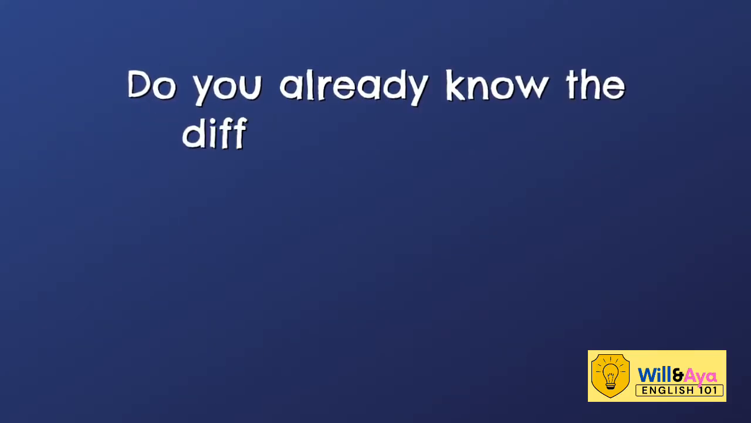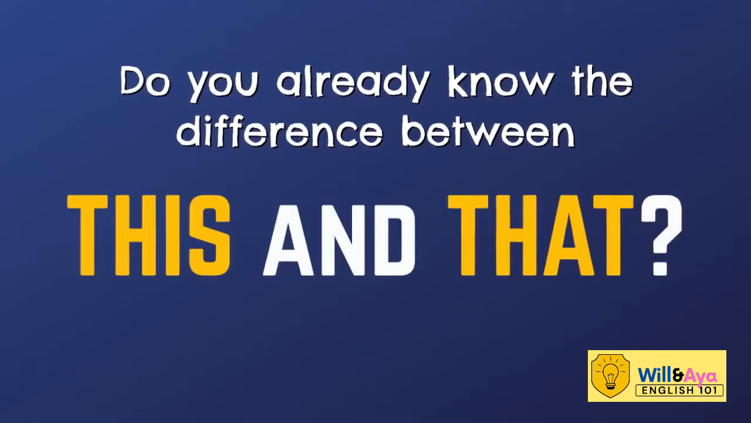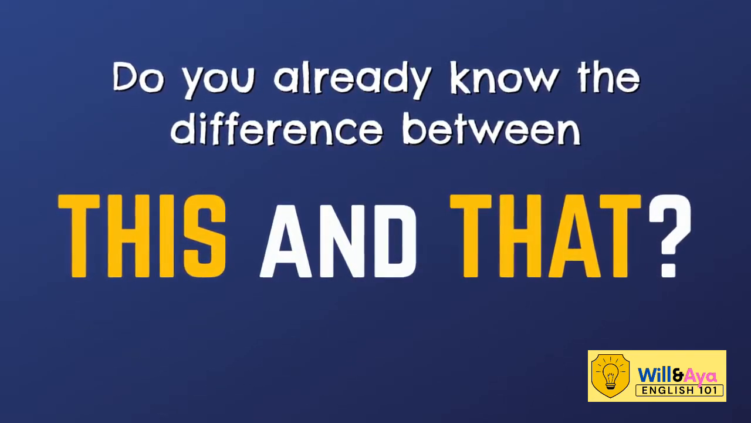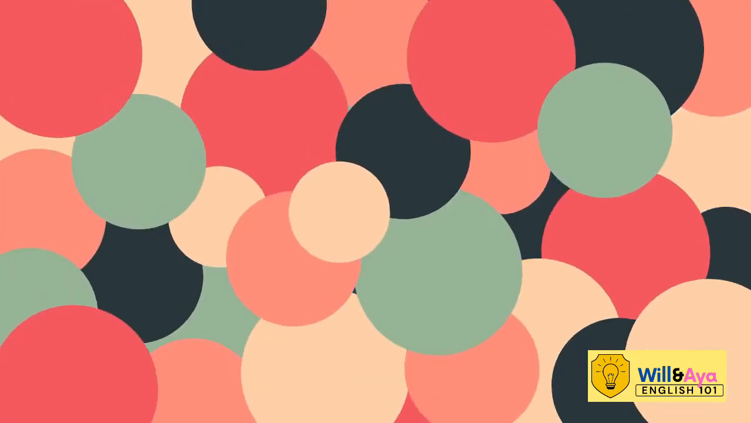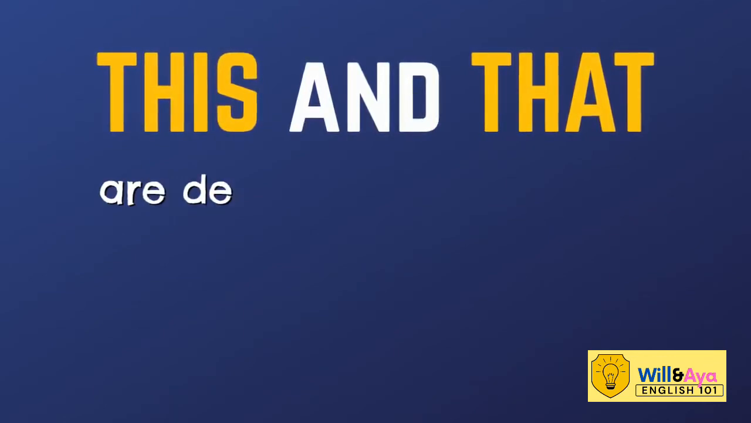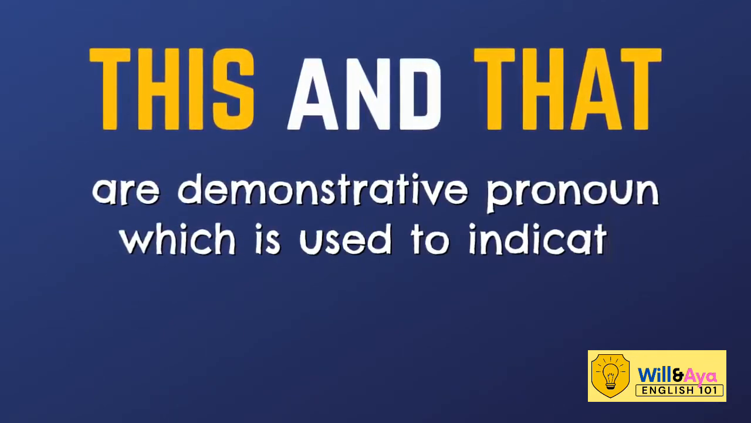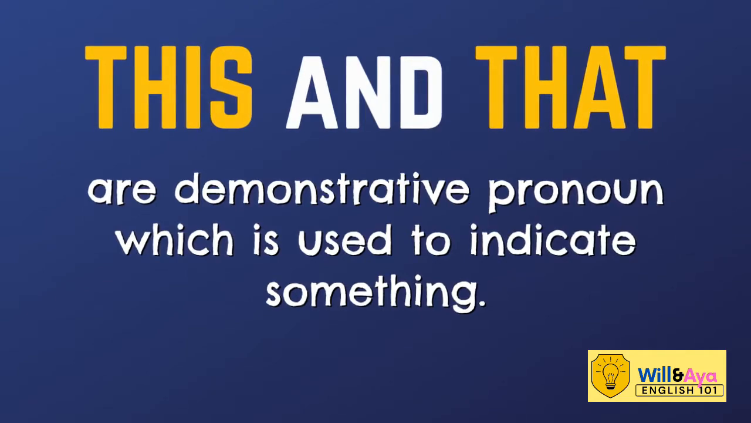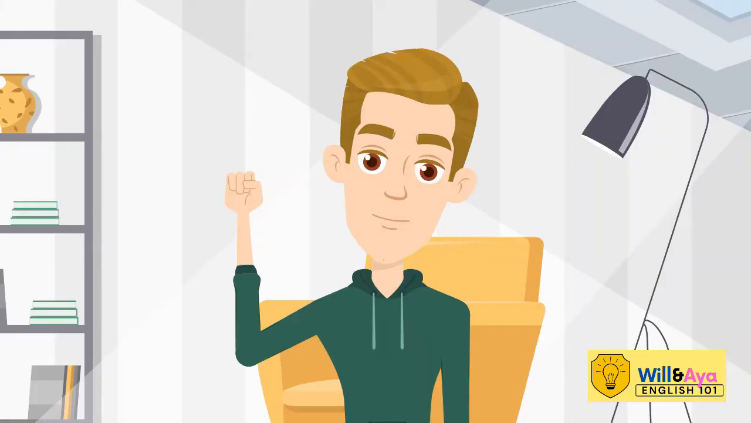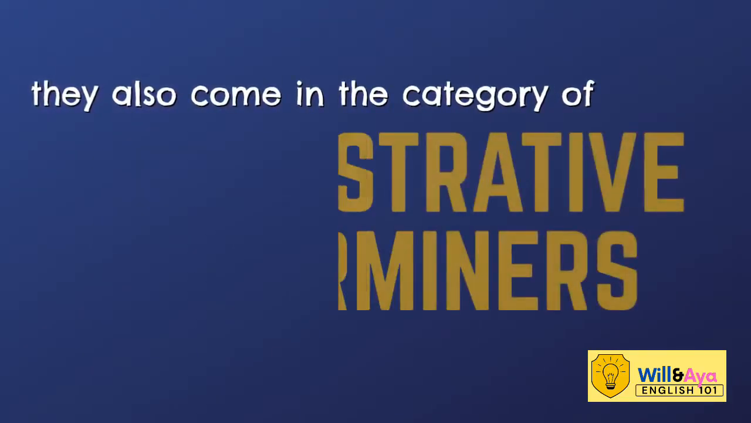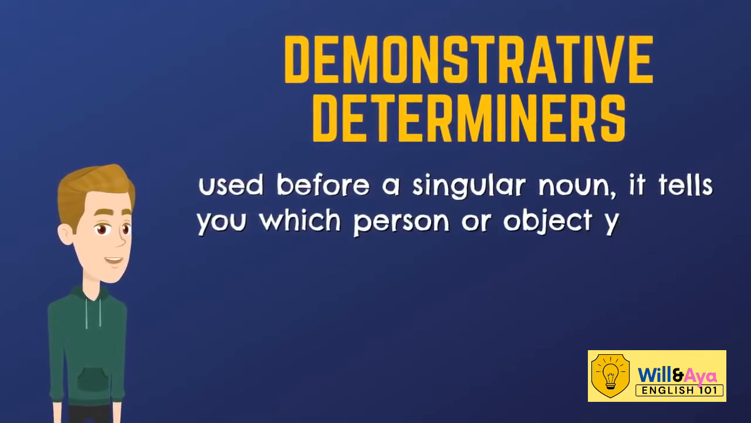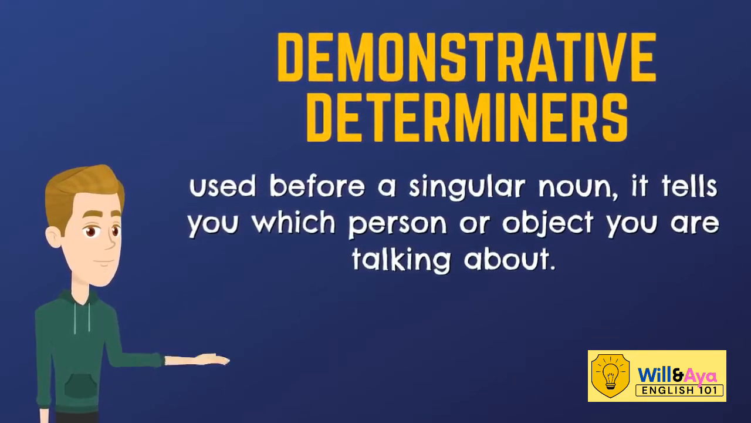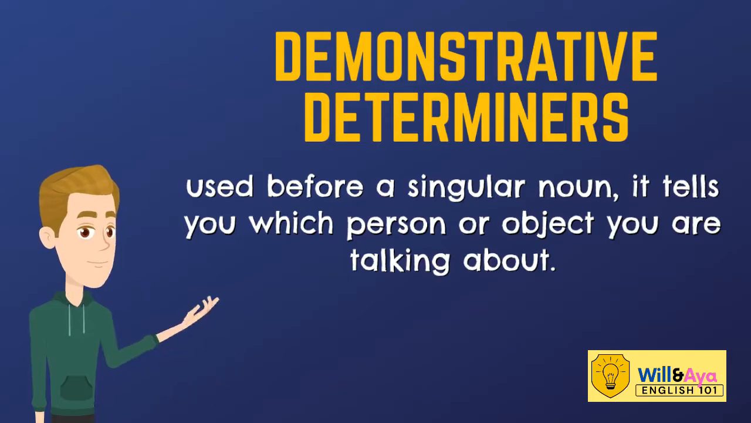Do you already know the difference between this and that? Let's talk about that today. The words this and that are demonstrative pronouns, which are used to indicate something. Not only this, but they also come in the category of demonstrative determiners, which are used before a singular noun that tell you which person or object you are talking about.